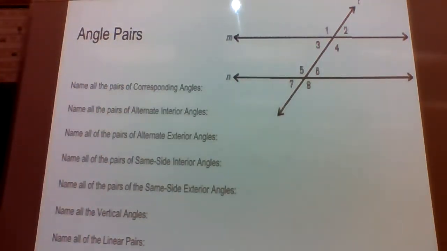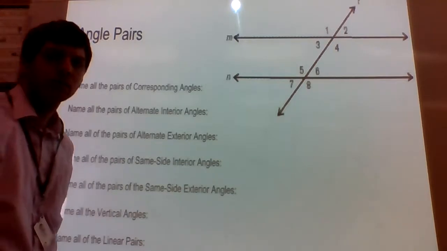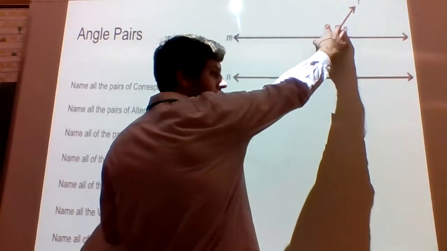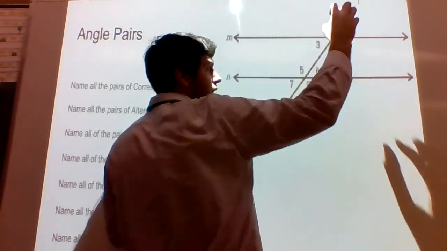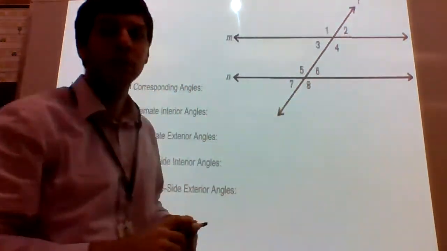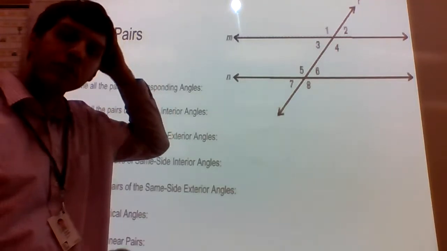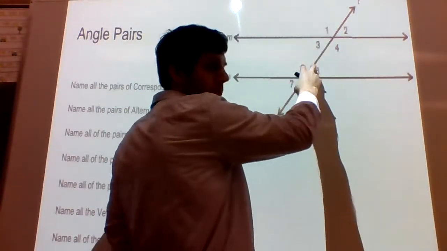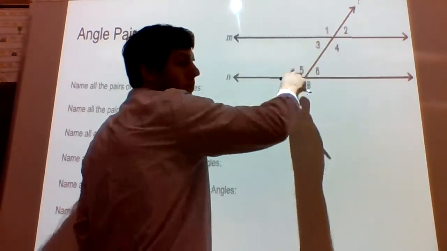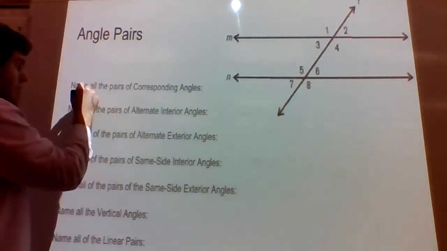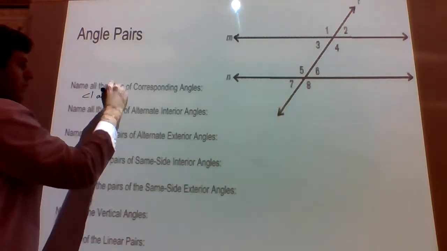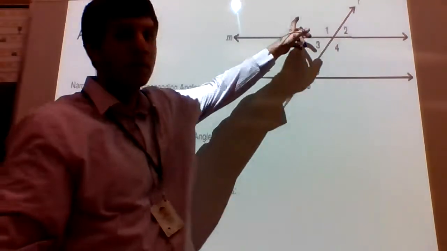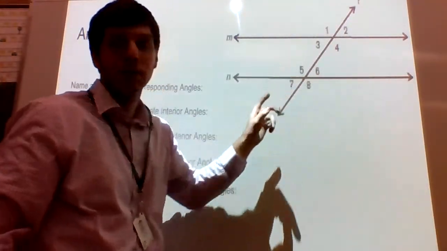Okay. Name all the corresponding angles. So the corresponding angles are the angles that correspond to one another. So if we pick up the intersection point, the first one, we pick it up and we put it on top of the second one, the corresponding angles are the ones that are going to be on top of each other. So we pick this up and put it on top of here. Angle one is going to be on top of angle five. So angle one and angle five are corresponding. They're the corresponding location. They're both in the upper left. So one and five are corresponding.